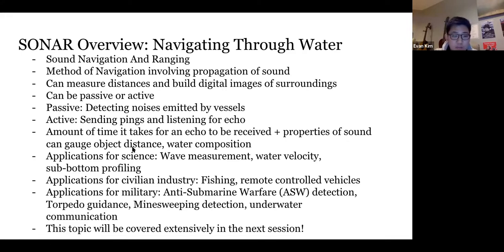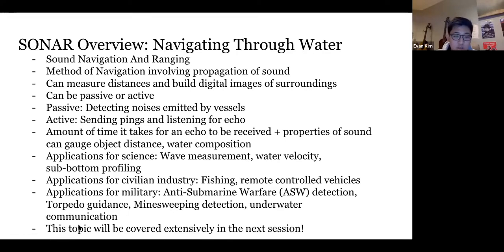The amount of time that it takes for an echo to be received, combined with the properties of sound, can allow a sonar system to gauge object distance and water composition. So in other words, it can just build a picture of what the surrounding is like, how far away objects are, what's in the water, how far away those things are. And applications are available for many fields.